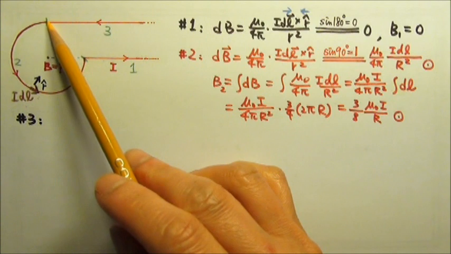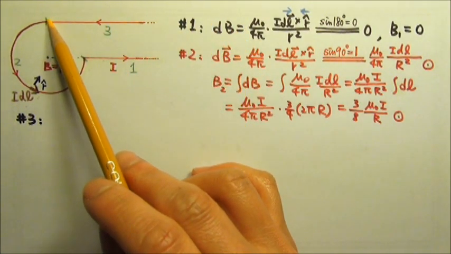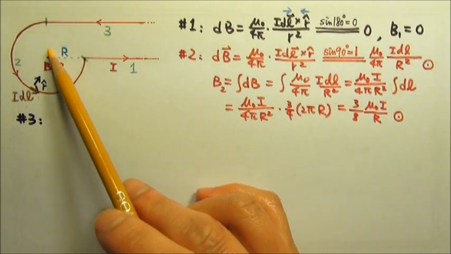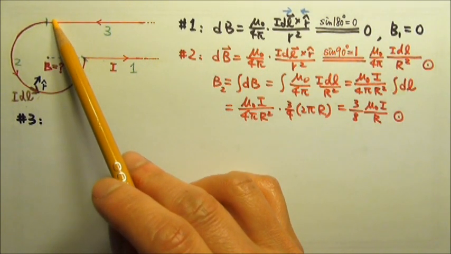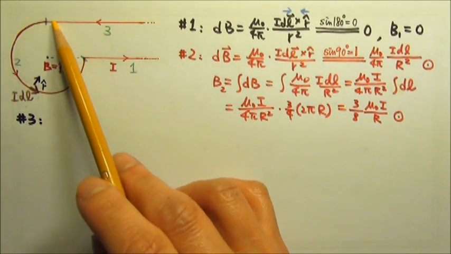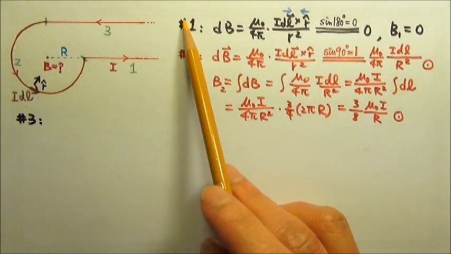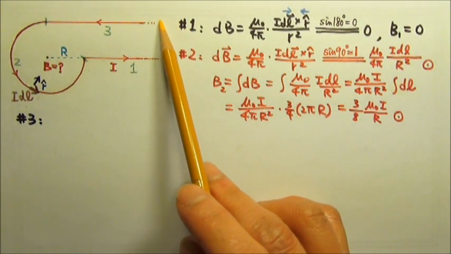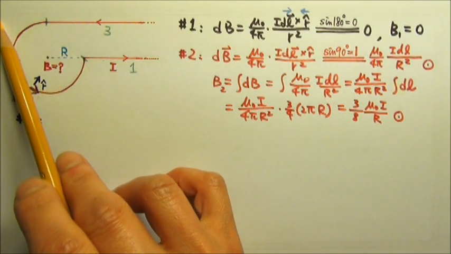For segment 3, we have a very long straight current, and we want to find the field produced by that long straight current a distance r from that current. Now, we know that we can use Ampere's law to find the magnetic field produced by a long straight current, but that long straight current would have to go very long on this side and continue on and very long on that side.